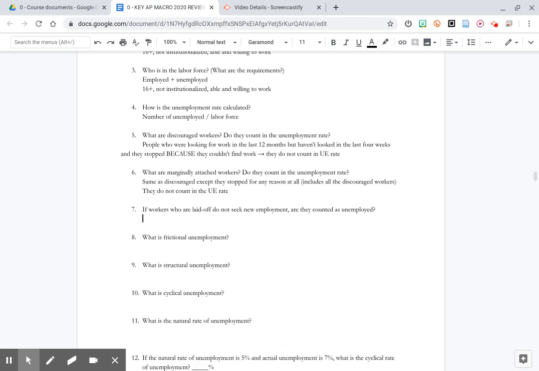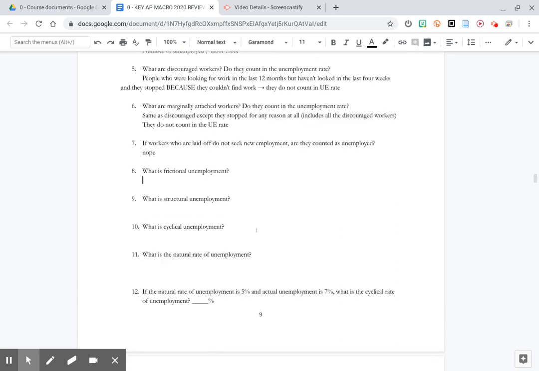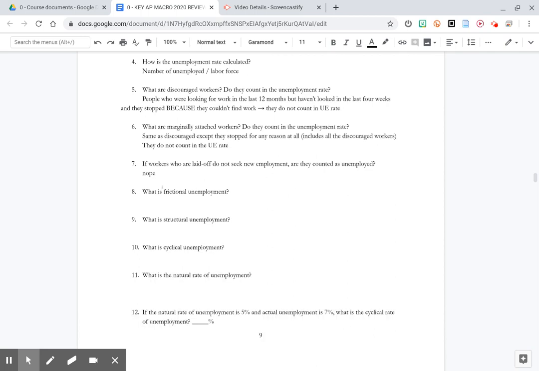So here's a simple question. If workers who are laid off do not seek new employment, are they counted as unemployed? Nope, because they aren't looking for new jobs. Now, there's a little bit more about types of unemployment and then something called the natural rate that we'll wrap up with. Frictional, structural, and cyclical are the three types of unemployment.